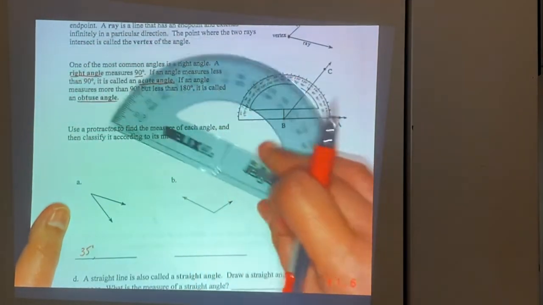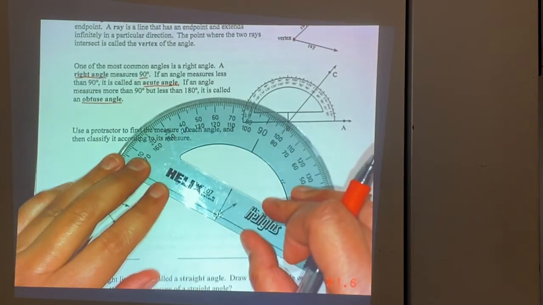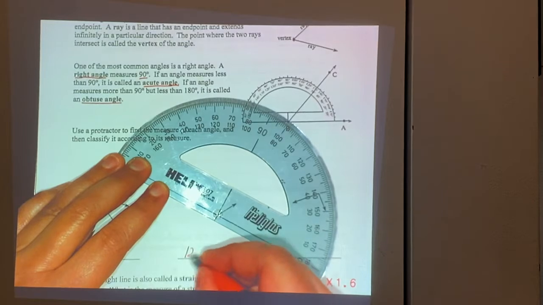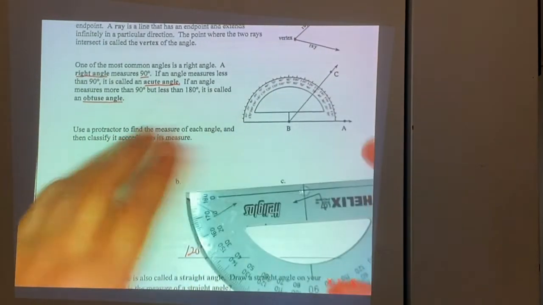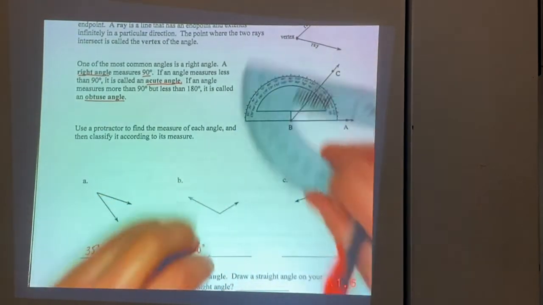Okay, this one, line that up, it's opening this way, is at 120 degrees. And this one, oh, it's upside down. This one, look at that, it's exactly 90.